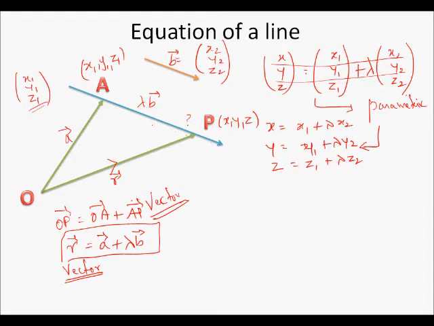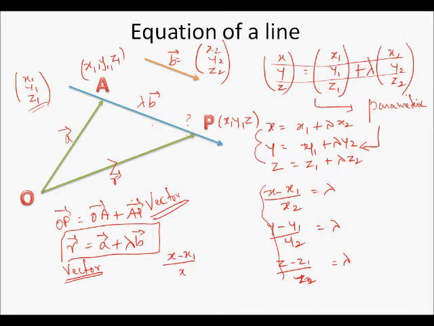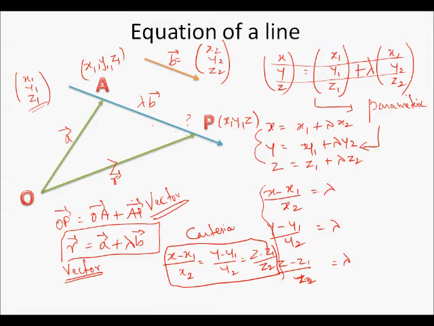From here you can write it in Cartesian form. How do you write it? From each of these you make lambda the subject, so (x minus x1) over x2 is equal to lambda from the first, (y minus y1) over y2 equals lambda, and (z minus z1) over z2 should be equal to lambda. So if you write all these three together, you get (x minus x1) over x2 equals (y minus y1) over y2 equals (z minus z1) over z2, and this is called the Cartesian form of the equation of a line.